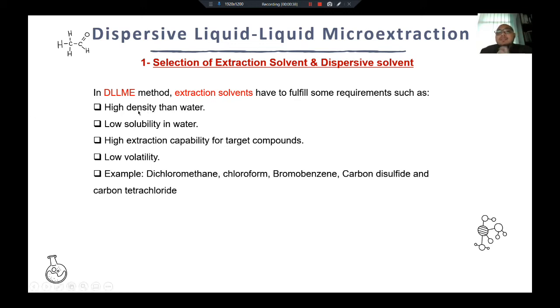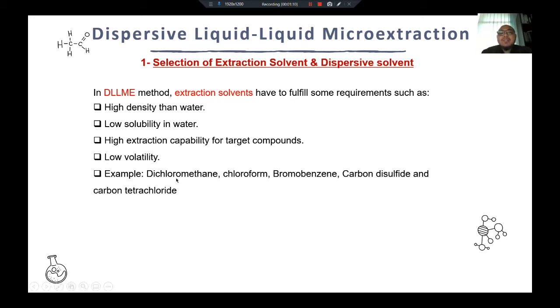The extraction solvent must be higher density than water, so it will go towards the bottom and sediment at the bottom, and have low solubility in water. So it will not be miscible. If they are miscible, we cannot perform the partition process. They are not forming two layers, so it will be difficult for us to extract them. It must have high extraction capability for target compounds, a very good Kp value, and low volatility, because we don't want it to easily evaporate.